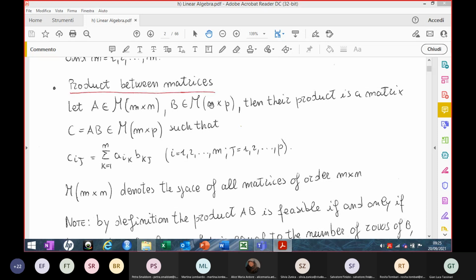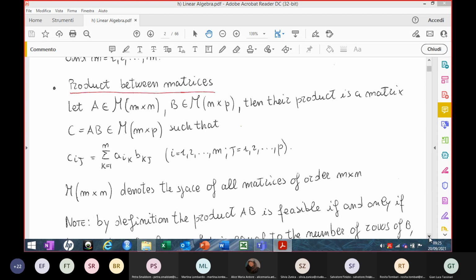This number denotes the number of rows of B. So the product is feasible if and only if the number of columns of the first matrix is equal to the number of rows of the second matrix. And the result is a matrix with a number of rows equal to m, the number of rows of the first matrix, and with the number of columns equal to p, the number of columns of the second matrix.